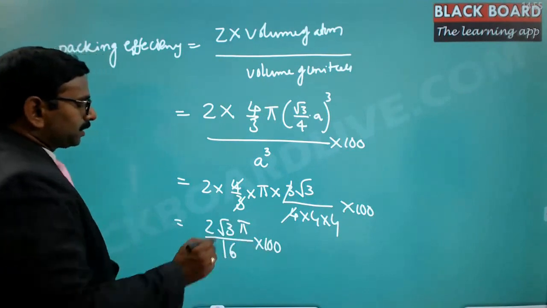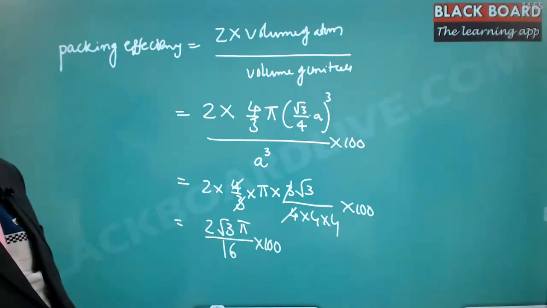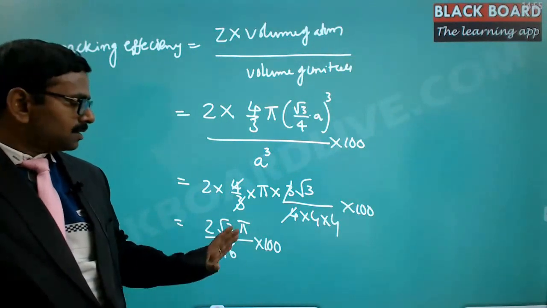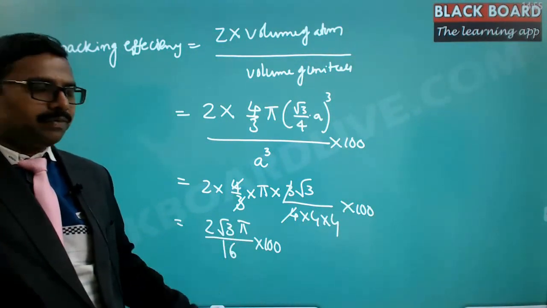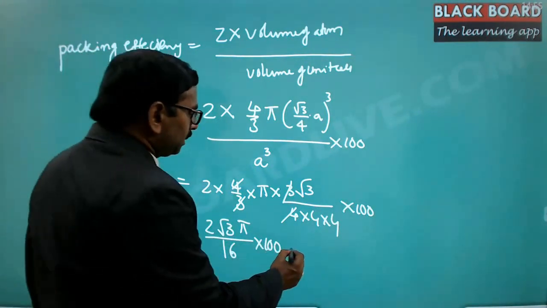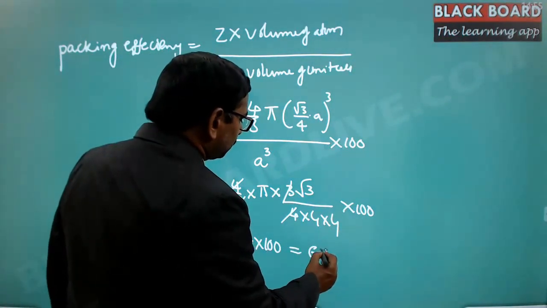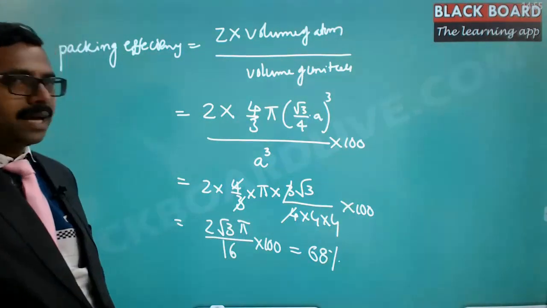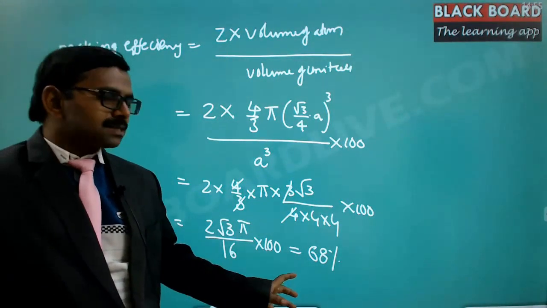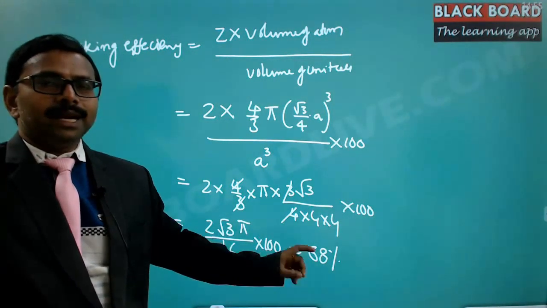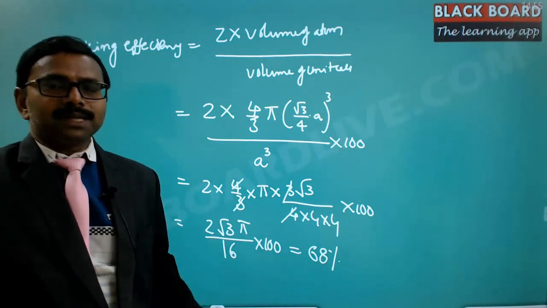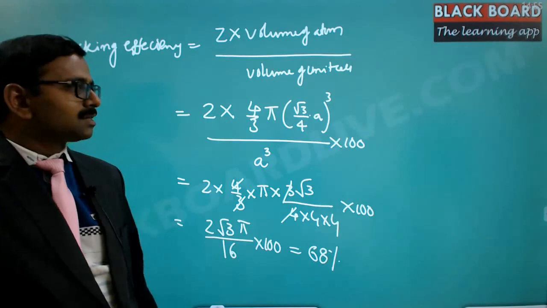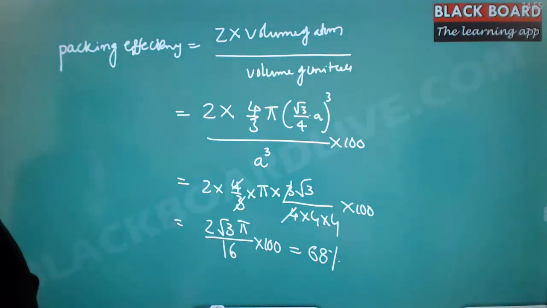By substituting the value of pi as 22 by 7 and simplifying, you get only 68. The answer is 68%. So the packing fraction in a BCC system is 68%. 32% is empty space. That is called void space. So you remember these points.